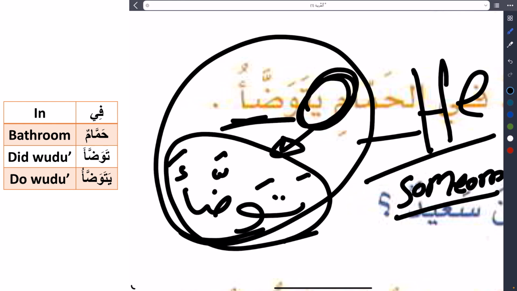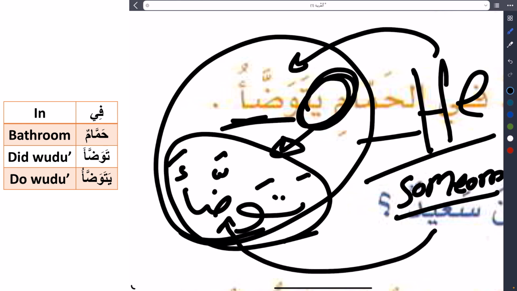So, these two forms are used with he or anyone. Replace this he, we can use Muhammad. Muhammad is doing wudu. We say Muhammadun yatawadda'u. Muhammad did wudu. We say Muhammad tawadda'a. So, these two verbs are used only with he or a person, a third person singular. We use them with he or a masculine name like Muhammad.